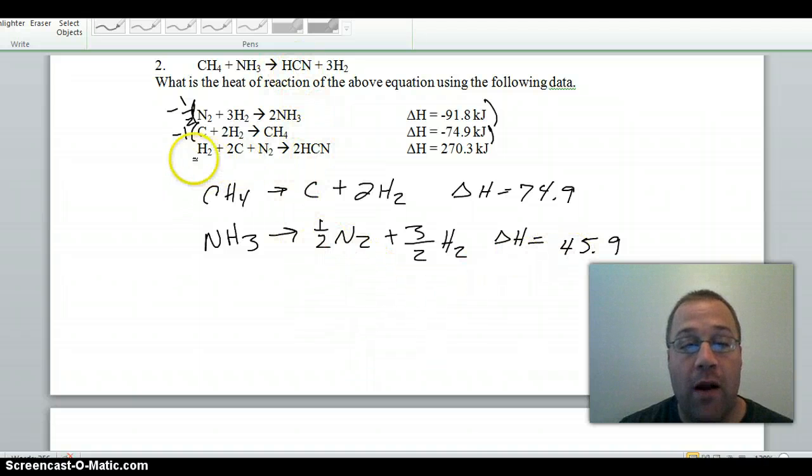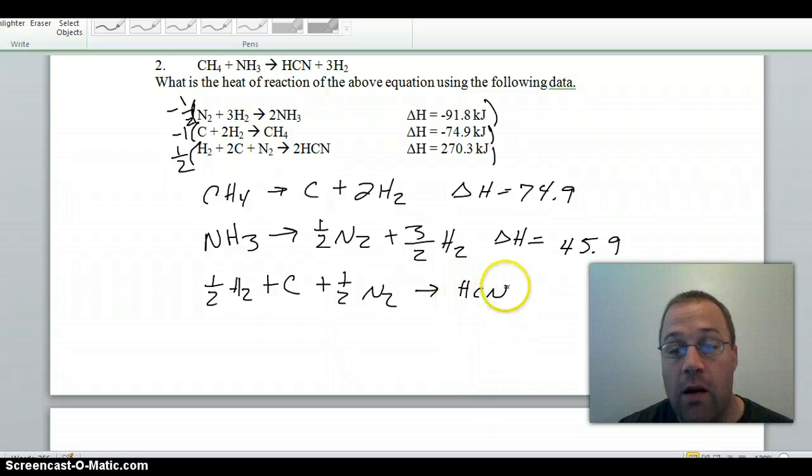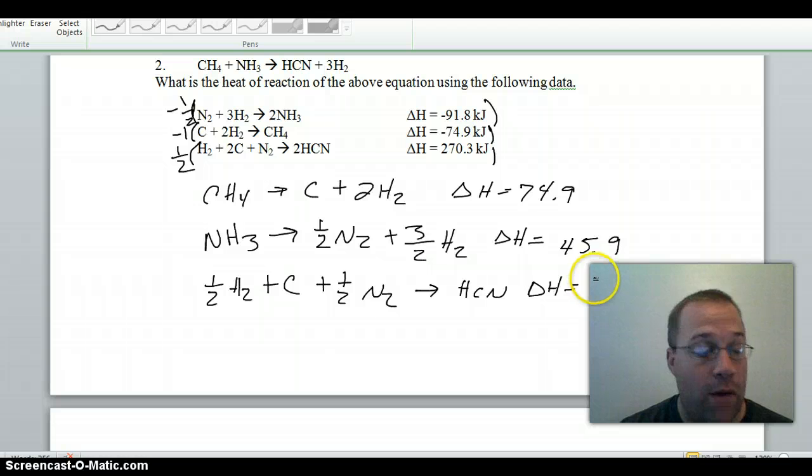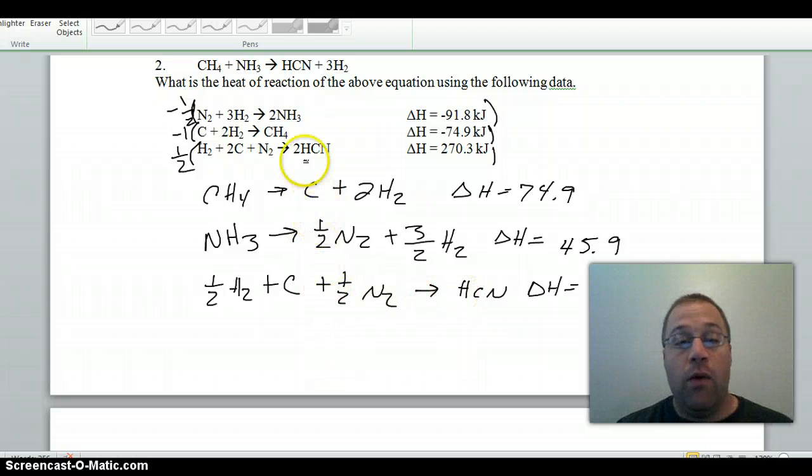The last thing here, we need HCN to be a product. We have HCN as a product, but we need only half that, so we're going to divide by 2 as well here. So we're left with 1/2 H2 plus C plus 1/2 N2 giving us HCN. Delta H equals 270.3 divided by 2, which is 135.15.